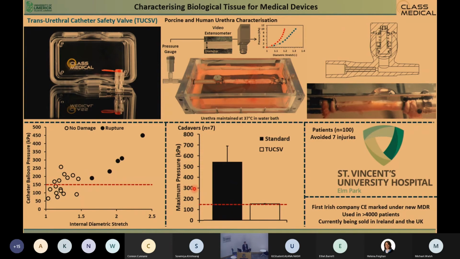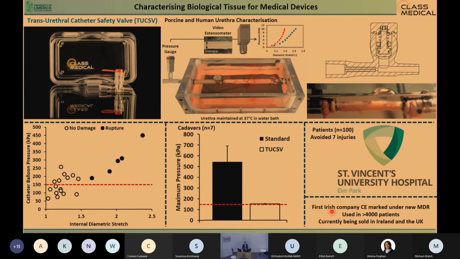So we had this device manufactured and we used it in cadavers first in RCSI, and you can see here, using the standard procedure, clinicians were able to inflate the balloon up to above 500 kilopascals in the urethra, whereas using our device, the pressure was limited to 150 kilopascals, indicating that damage would have been avoided. So we subsequently used this in 100 patients in a functional study. The valve was actuated 7 times, indicating that 7 injuries were avoided.